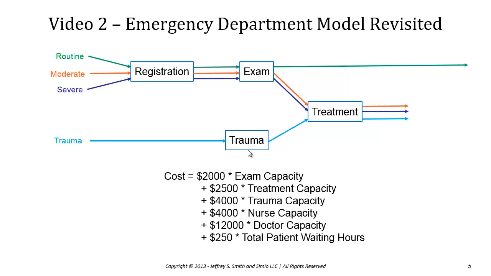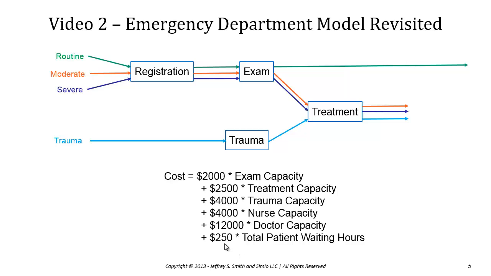So the trauma patients go to the trauma room and then to treatment and leave, and the routine, moderate, and severe initially go through a registration and an exam. After the exam, the routine patients leave, and the moderate and severe go through treatment and they leave. And we decided that what we were interested in was the total cost of a configuration, and the configuration was defined as a particular number of exam, treatment, trauma rooms plus a given number of nurses and doctors.